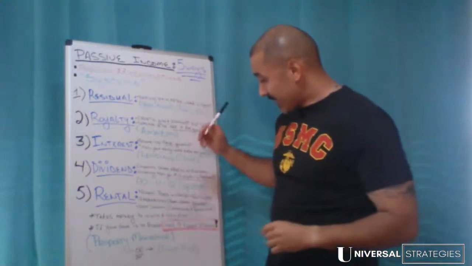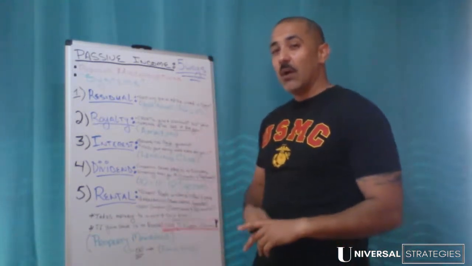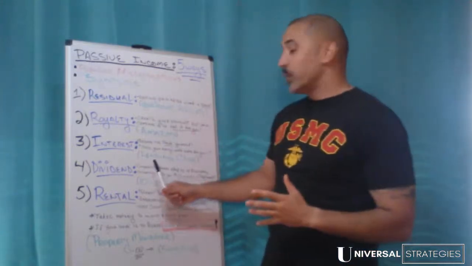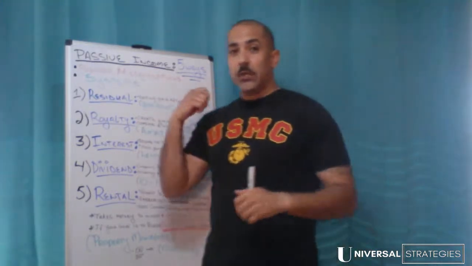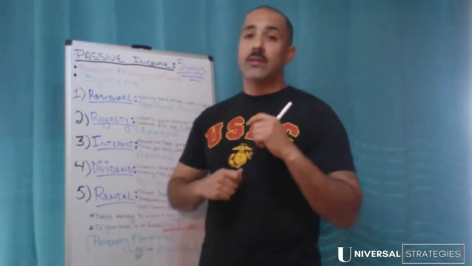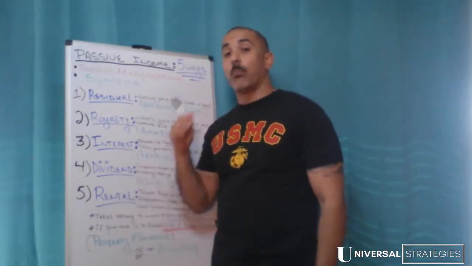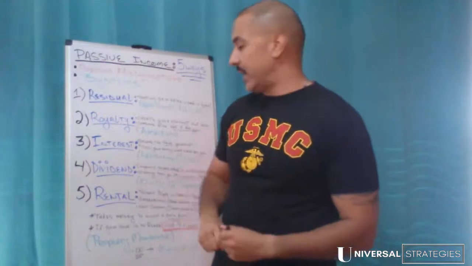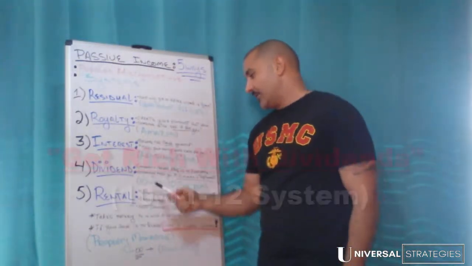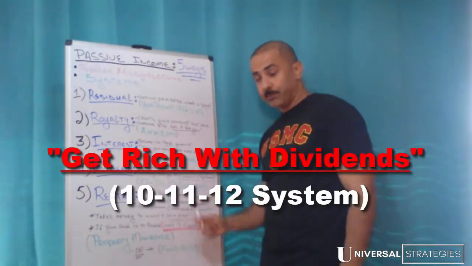So it's the same concept with dividend income. All you're doing is buying stocks that pay out dividends. And it's not just any stock. You're going to buy stocks that are proven to pay out dividends. And the system I'm talking about is called the 10, 11, 12 system.